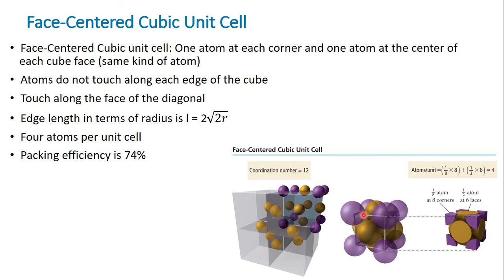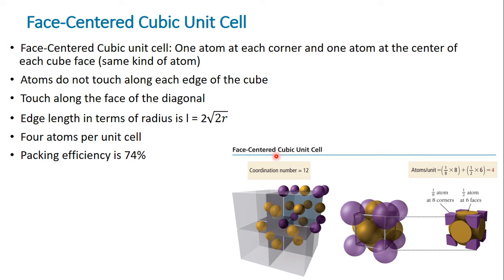Here, atoms do not touch on the sides of the cubes again, but they do touch along the face of the diagonal. As you can see, the purple and the gold or yellow here are touching. Here, the length of our edge is 2 multiplied by the square root of 2r, where r is our radius. Here we have the most atoms packed in compared to all the unit cells we have seen.